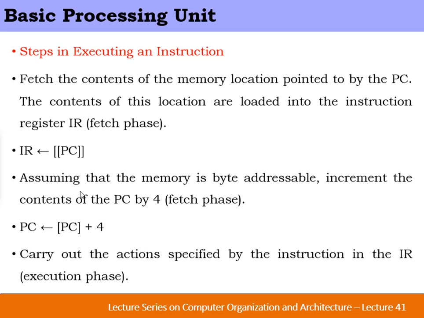Now if we assume that memory is byte addressable, meaning every memory location can store 8 bits of information, we call it byte addressable. If the processor is a 32-bit processor, then it needs to access 32 bits of information. Therefore one word is equal to 32 bits. 32 bits will accommodate 4 memory locations if the memory is byte addressable. So it is essential to increment the content of the program counter by 4. Therefore PC = PC + 4.